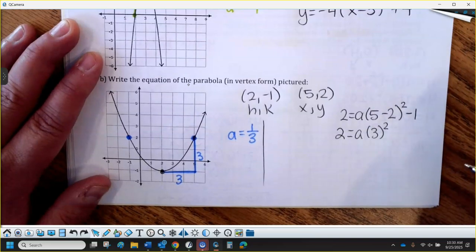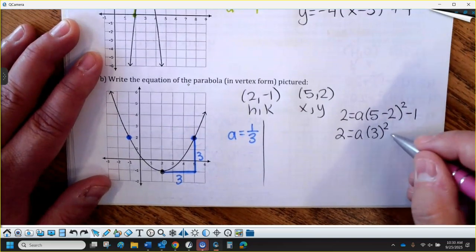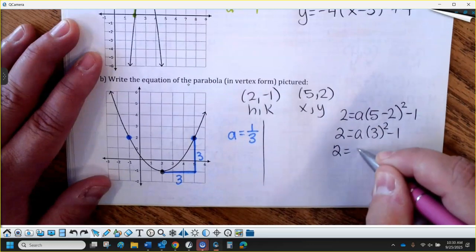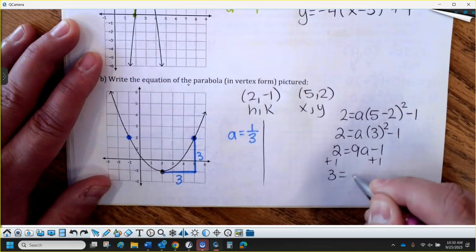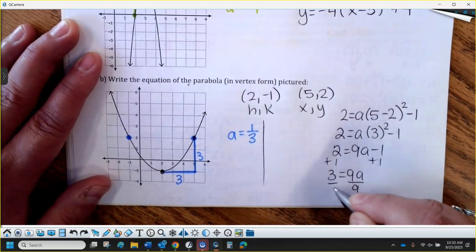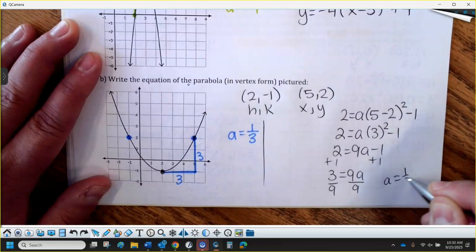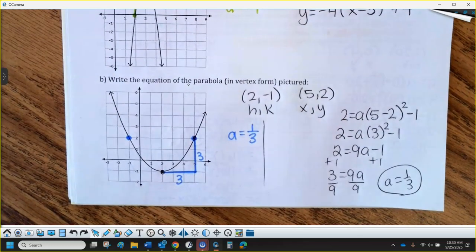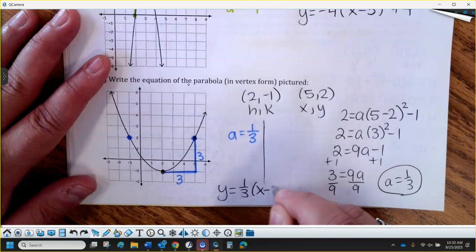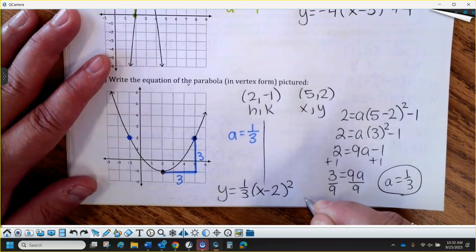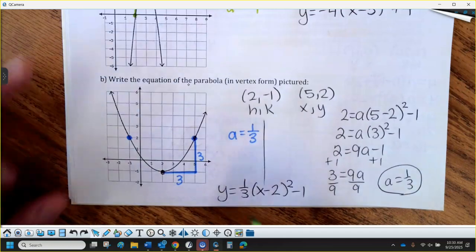So I simplified this little set of parentheses. 5 minus 2 squared would just be the same as 3 squared. This is going to end up being 9a minus 1. I'd add the 1, so I'd get 3 equals 9a. Either way, if you want to use the graph to cheat a little bit, or if you want to do it algebraically, I get the same value. So it's totally up to you. If you don't like looking at the graph, you don't have to. You can just do the algebra. The actual equation then would be 1/3 times (x minus 2) squared minus 1.